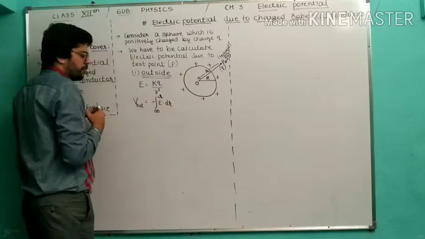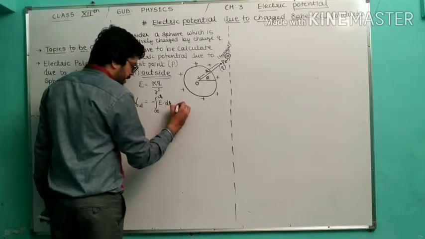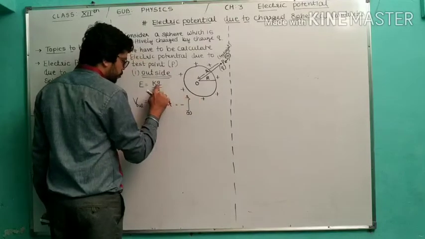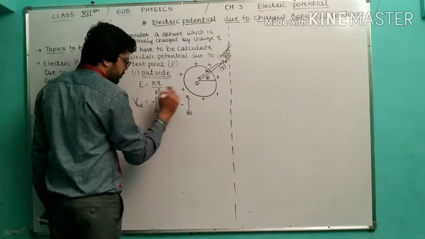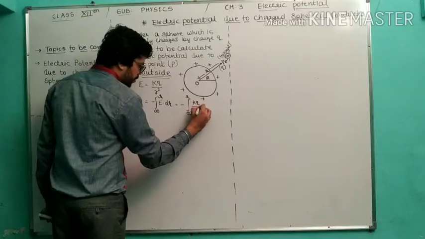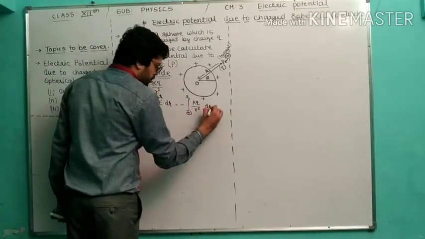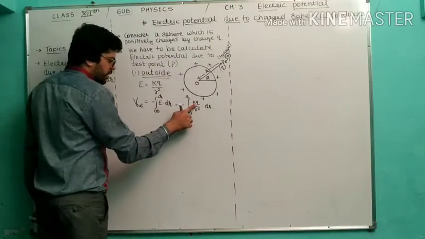So the negative sign is going to be used here. Let's start the derivation, negative infinity to R. As you know, the formula of E is equal to KQ upon R square, or you can say the value of the electric field is KQ upon R square, dot dr.